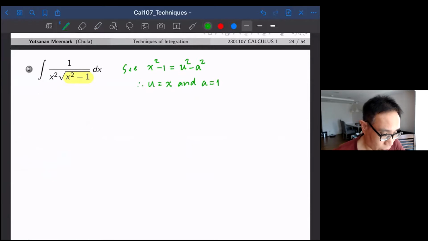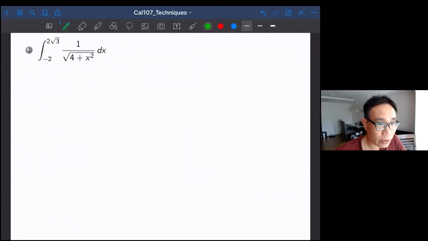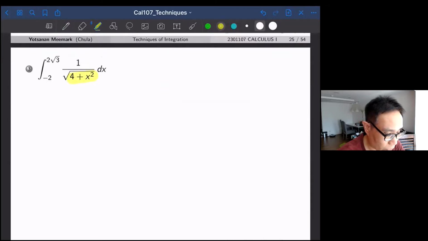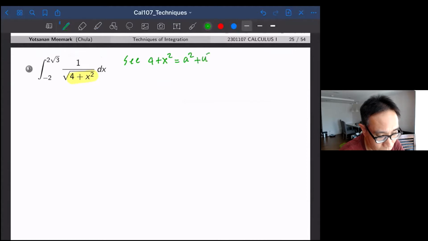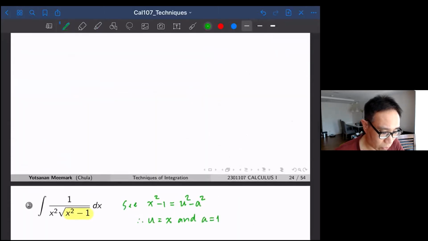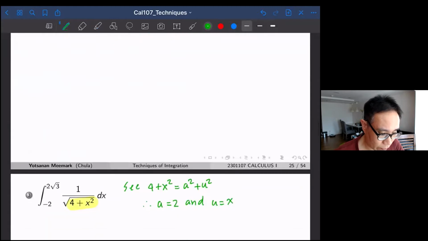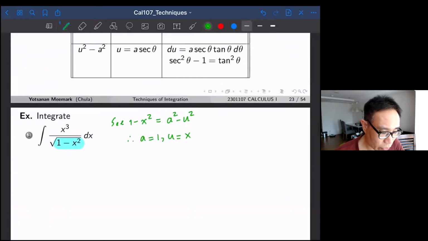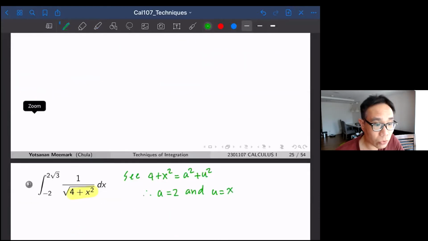And for number 3, you see the term 4 plus x squared. This turns out to be a squared plus u squared. So you have a equal to 2 and u equal to x. This is how we see the expressions, so when you see them, you are able to integrate.